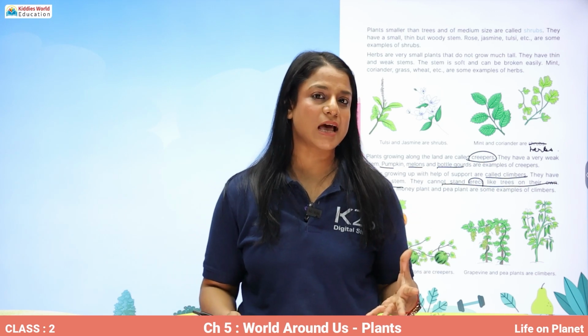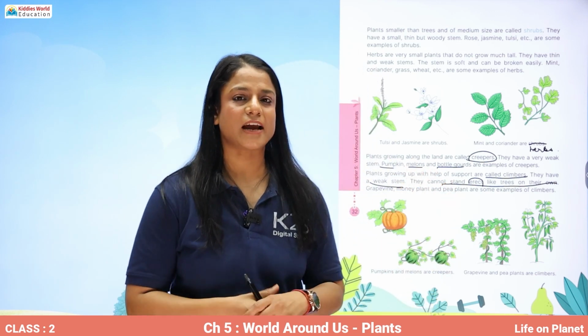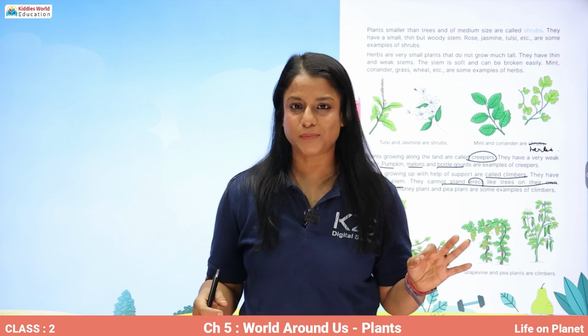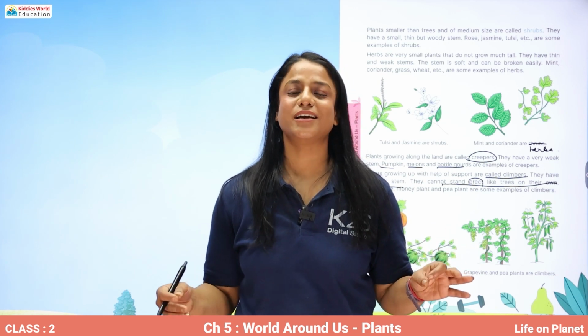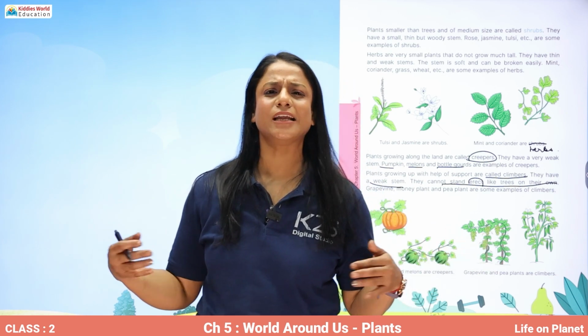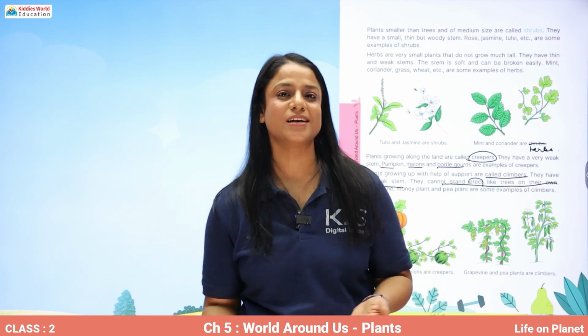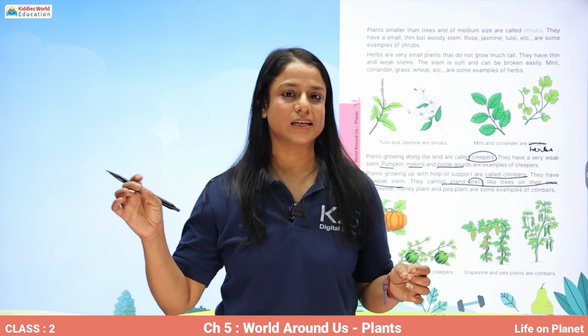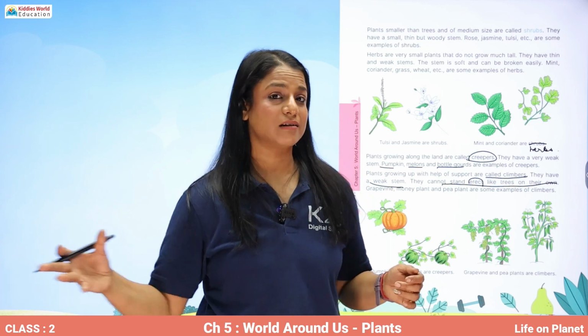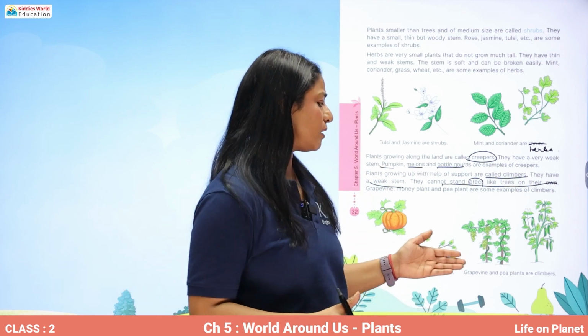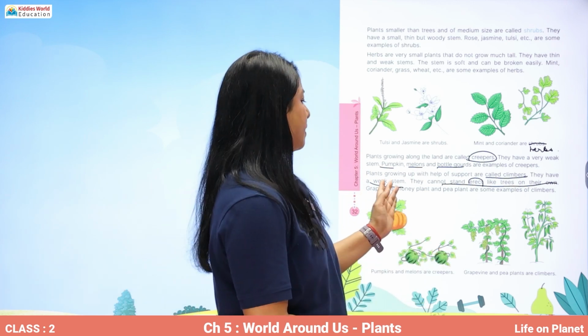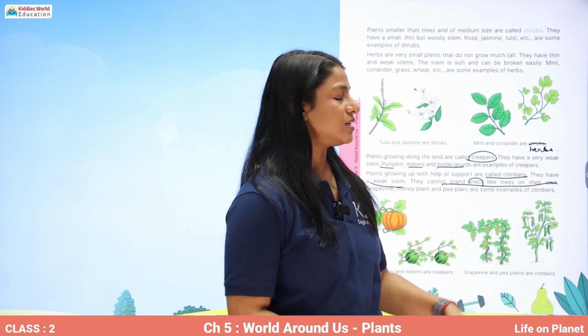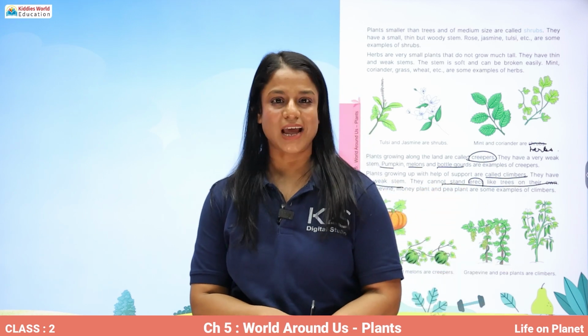So what are the examples of these kinds of plants? Money plant is a climber which is found usually in every Indian household. Grapevine is a climber. Bottle gourd is a climber. Grapevine, money plant, pea plant are some of the examples of climbers.